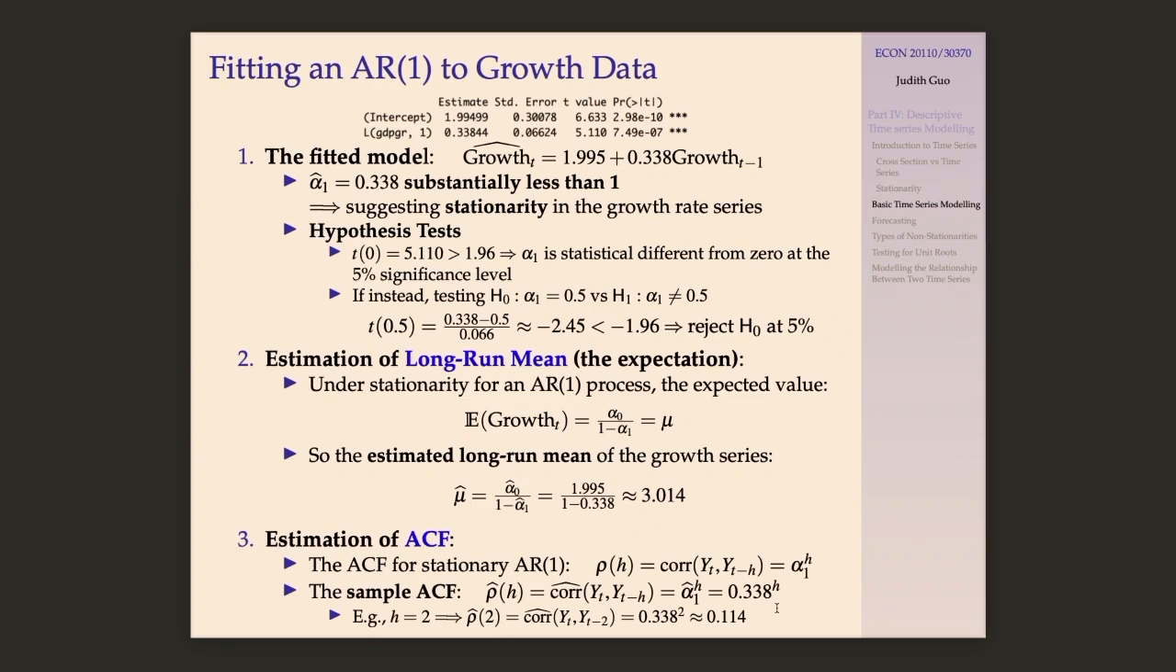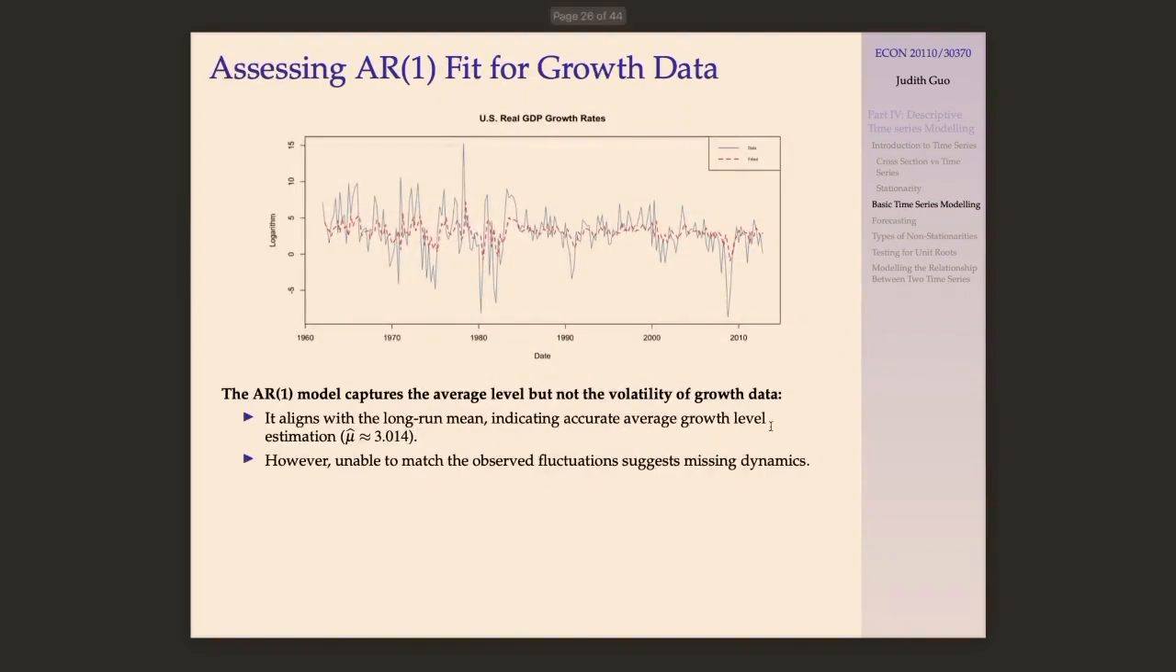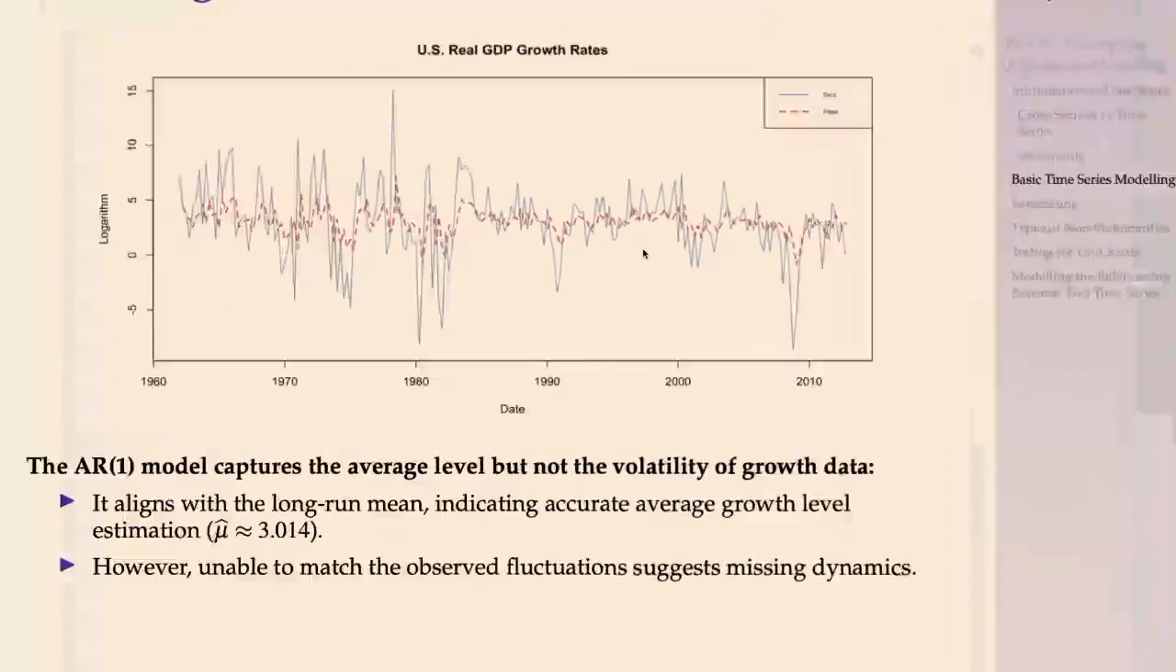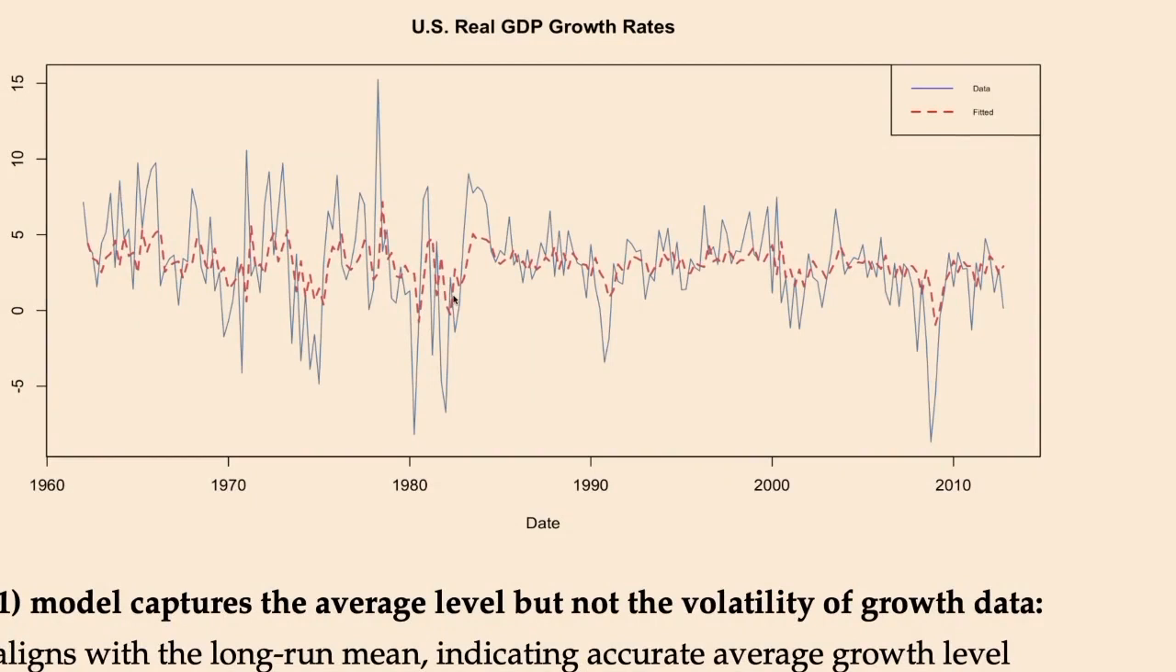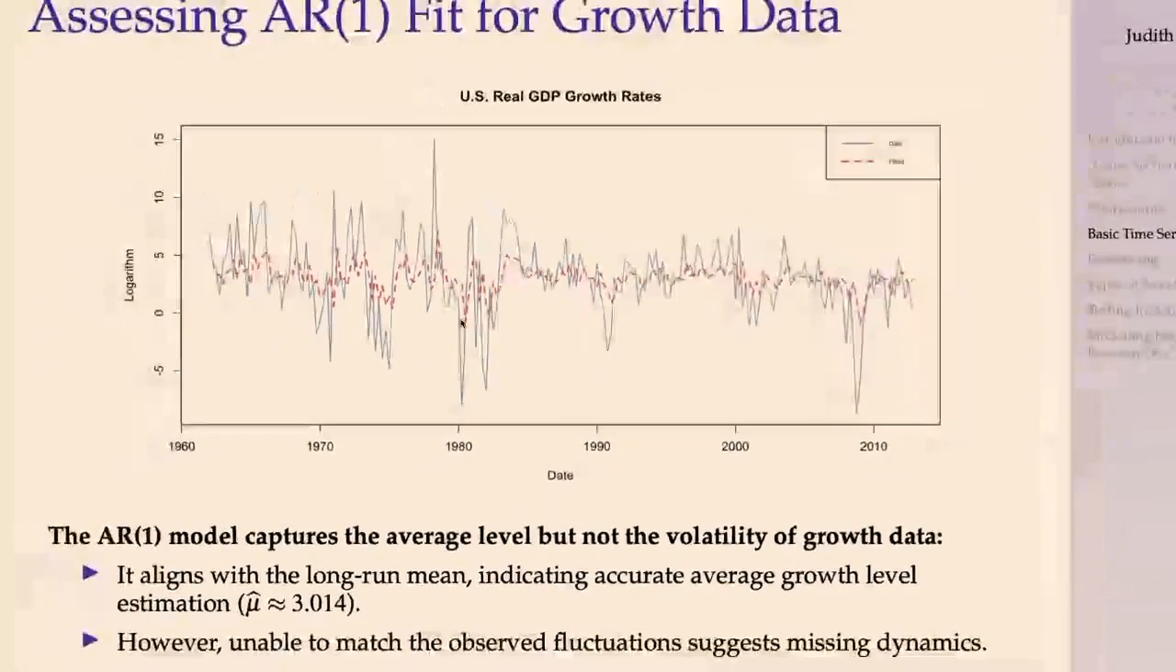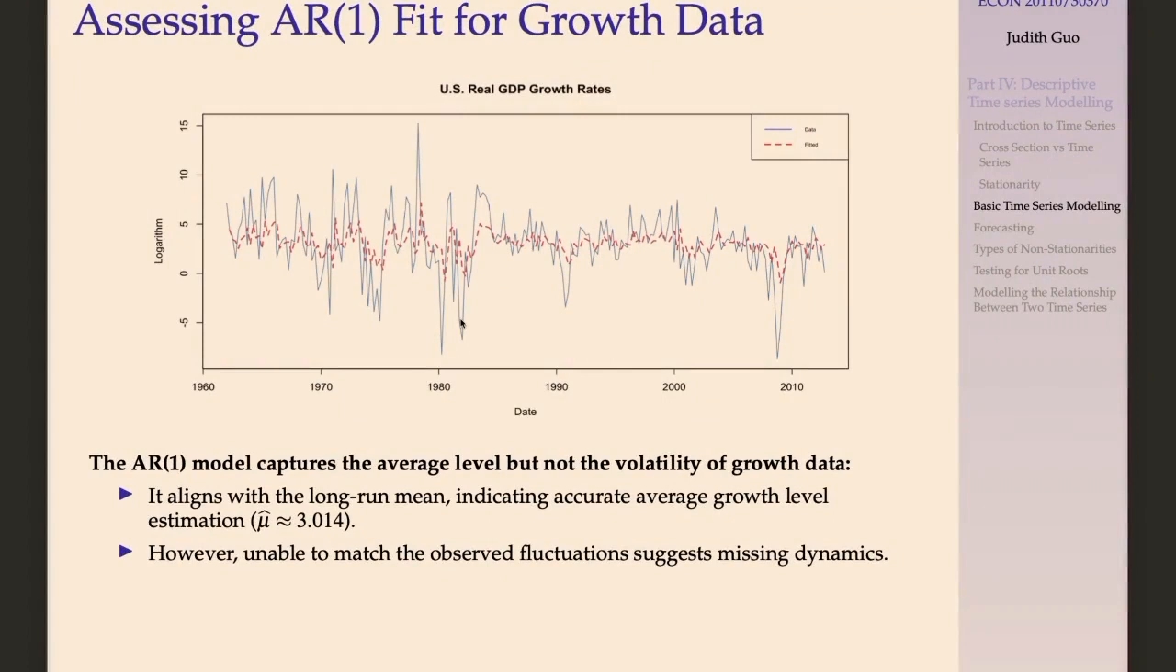So this is the regression result. Now, let's plot the actual data against the fitted value. The blue line represents the actual growth series that we've seen previously, and the red dashed line represents the fitted AR1 model. The value is computed by plugging in the values of alpha hat naught and alpha hat 1. Now, compared to the GDP data, which matched the underlying data pattern quite well, here the AR1 doesn't really match the underlying pattern in the growth data well enough.